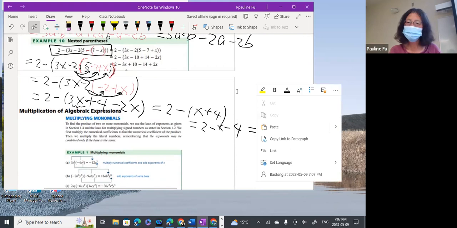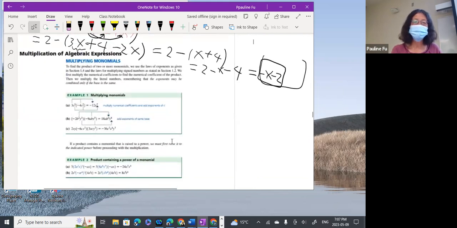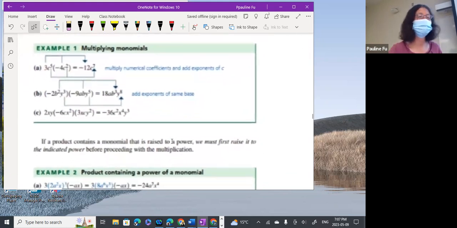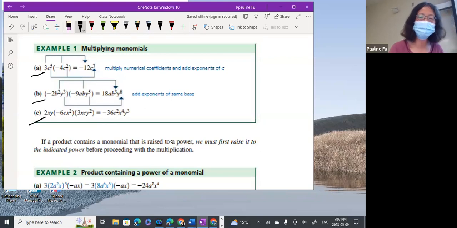Okay, next, multiplication of algebraic expressions. Sorry, this is a little bit small. I'll make this bigger. Hope you can see clearly. This one, I'll give you a few moments. A, B, C. Try to do it by yourself. Then tell me which one you want me to do. We do it together, or you do it by yourself.